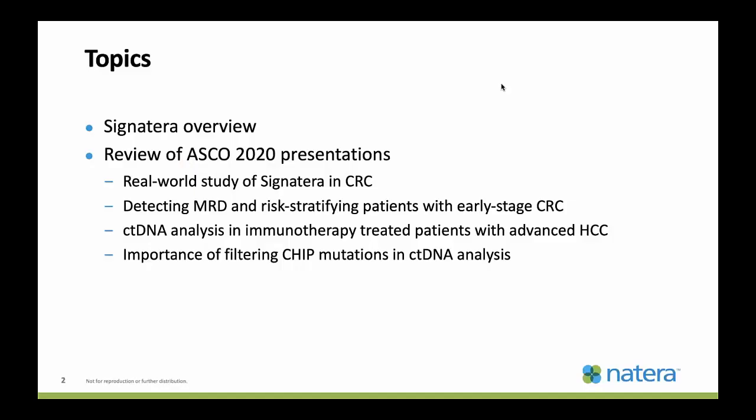So in today's webinar, I will offer an overview of Signatera and review 4 abstracts that were presented at this year's ASCO virtual meeting. 2 of these abstracts are related to colorectal cancer. The first, a real-world look at molecular residual disease rates in colorectal cancer, and the second will review outcomes of patients with colorectal cancer who are tested with Signatera. The third abstract will demonstrate Signatera's performance in predicting treatment response in hepatocellular carcinoma, and the fourth abstract will emphasize the importance of filtering CHIP mutations in ctDNA analysis.